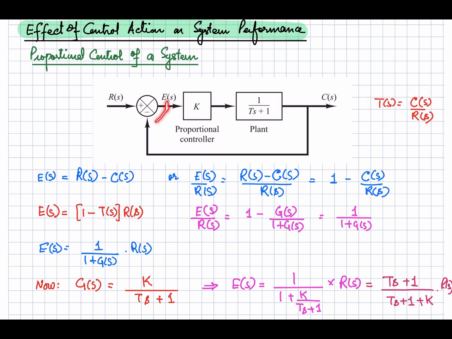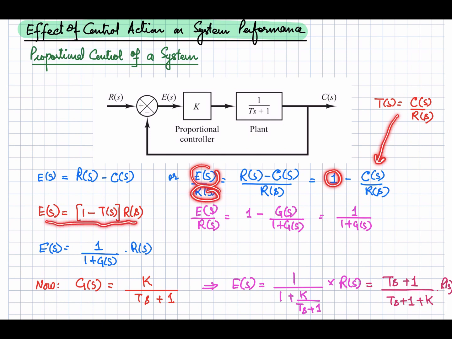So what about this error? This error will be equal to R(s) minus this signal, and that is C(s). So error is equal to R(s) minus C(s), and we can write this equation like that, dividing both sides by R(s). So you will get this equation, and then taking it over here, this will become 1 minus C(s) over R(s), that is equal to the error with respect to the input. Okay, so now this error signal can be written as 1 minus T(s) into R(s).